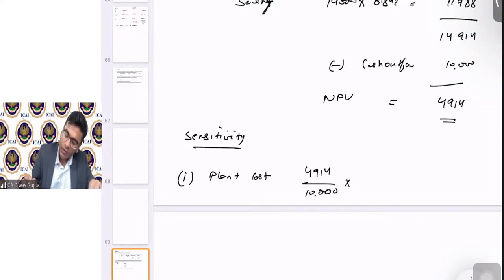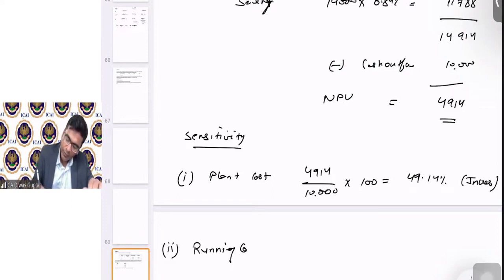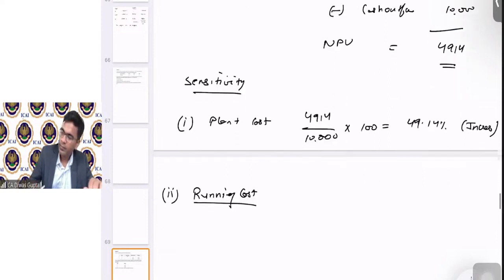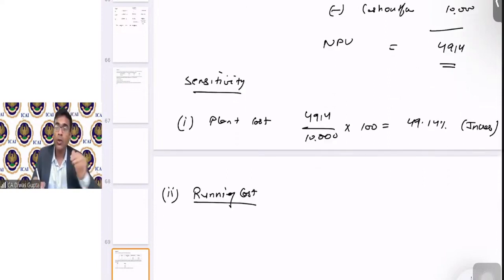What is the current plant cost? 10,000. So percentage wise, it has to go up by 49.14 percent. Increase. Running cost. Running cost also has to go up, because the cost has to go up to make NPV zero.